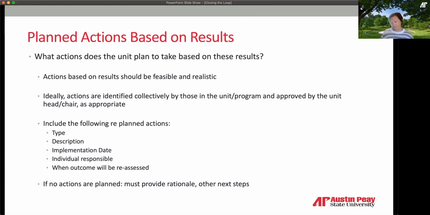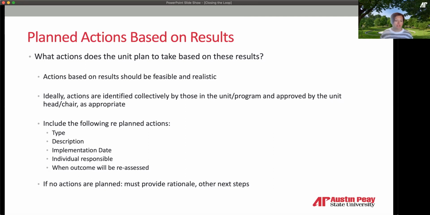Now, obviously, this is not a straight line, right? It's not a causation situation, but it does help you understand how actions that you take might be impacting your results.